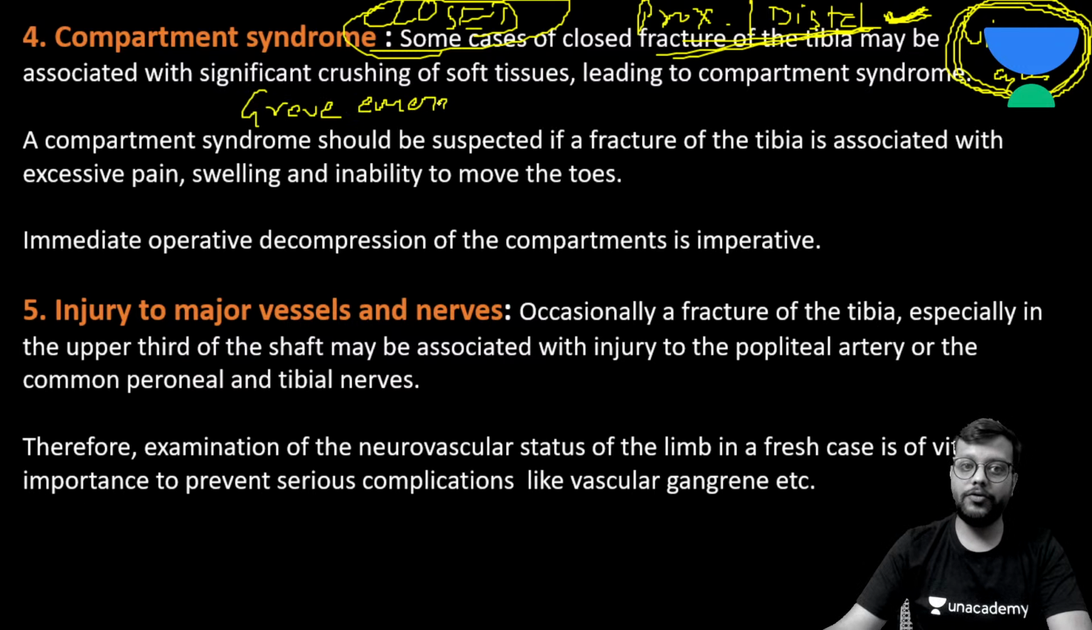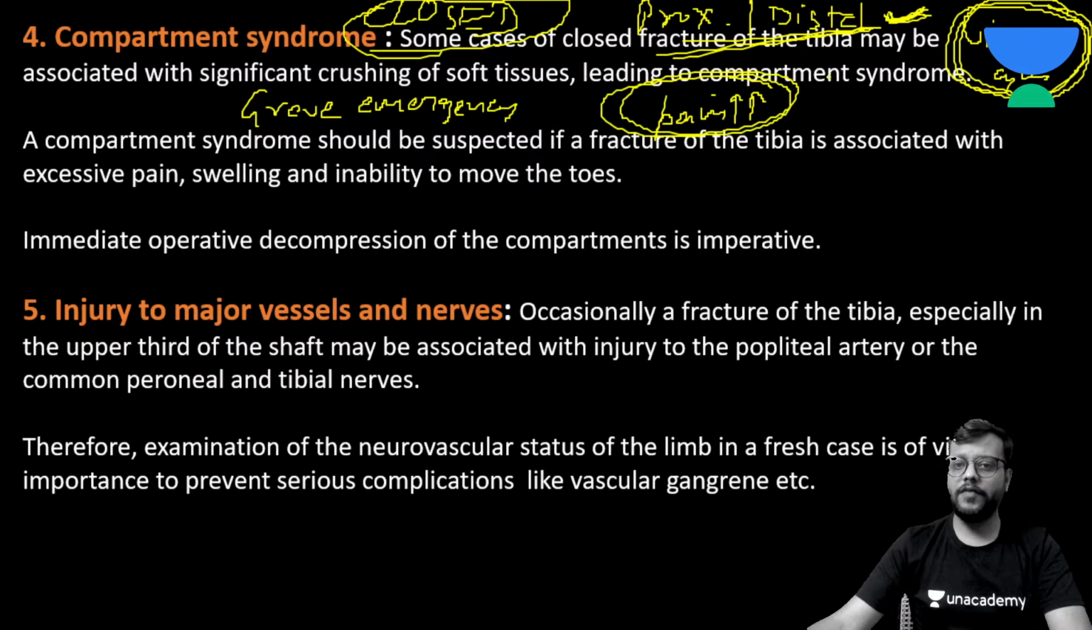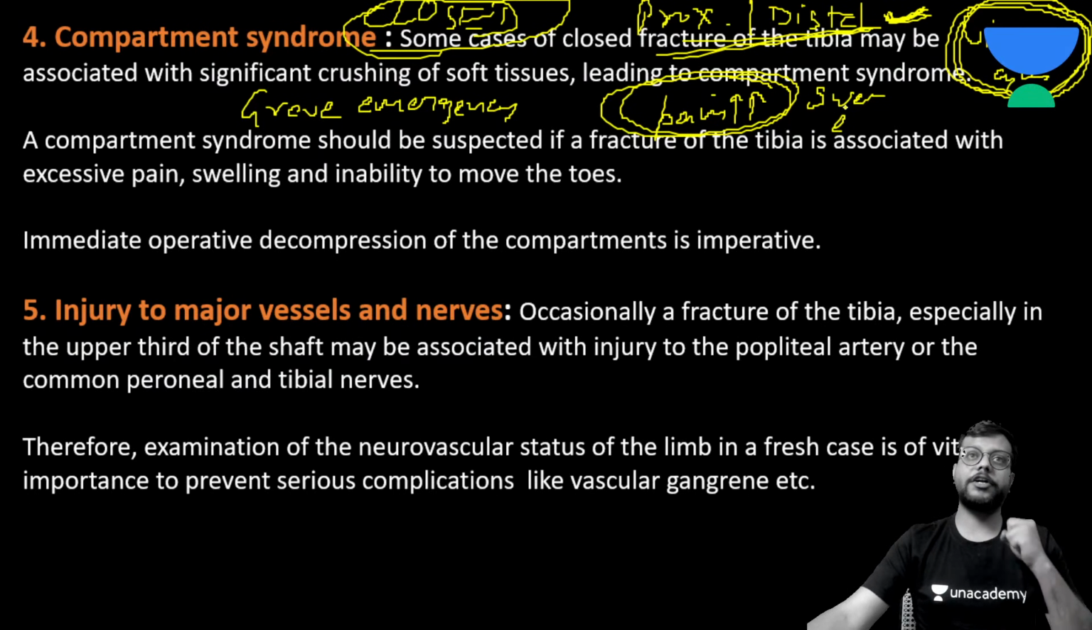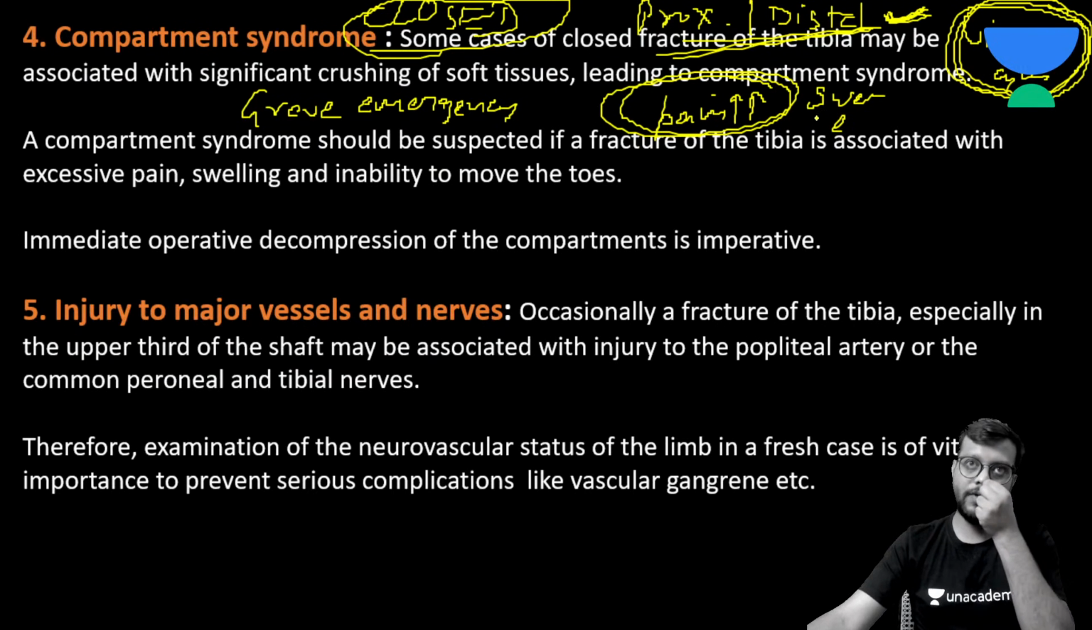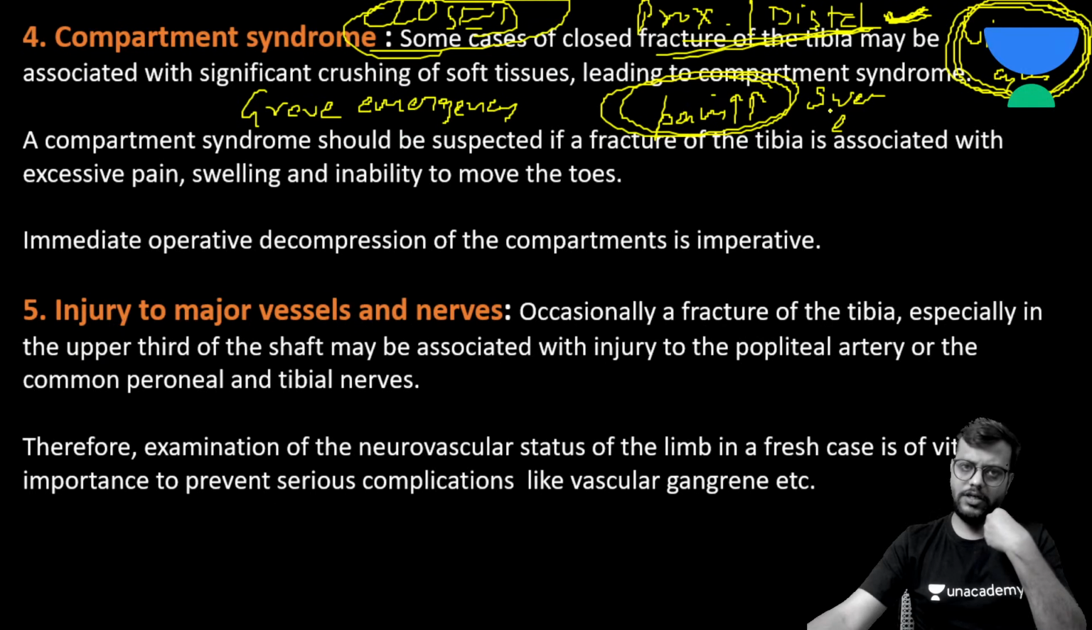And how do you clinically diagnose it? If there is pain out of proportion, meaning unbearable pain much more than the fracture pain, there is swelling and ecchymosis, gangrenous changes start appearing, tingling and numbness in the toes, and you will not be able to feel the distal pulses, but that occurs very long after the onset of compartment syndrome.